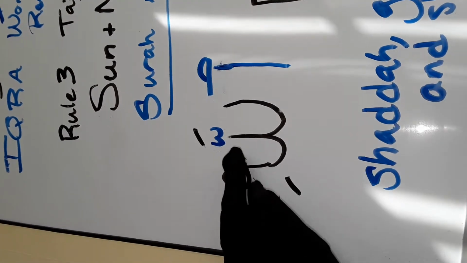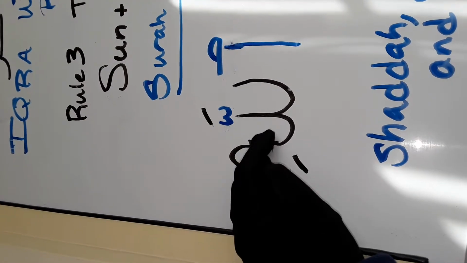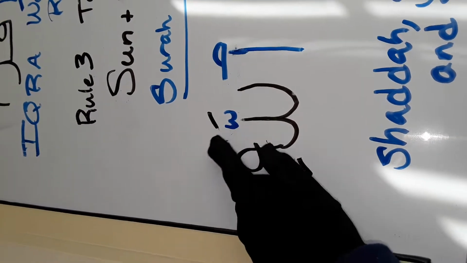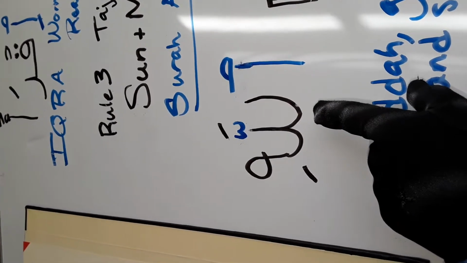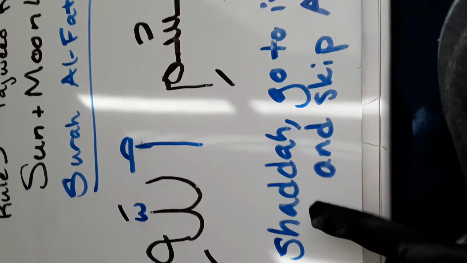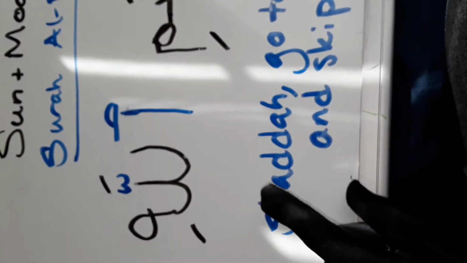Okay, so this is how it works. Anytime you see the shadda, you know to skip that lam in the alif lam. So shadda, just go straight to it. Anytime you see the shadda.